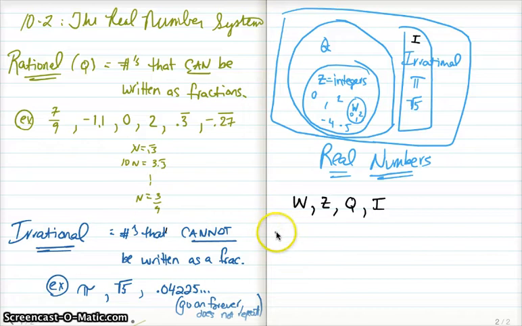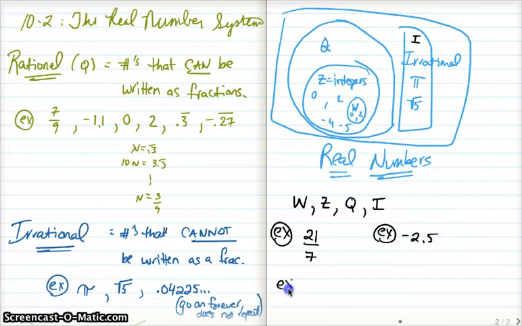And I would like you to go ahead and classify the following. So let's say I have 21/7, negative 2.5, 0.2 repeating, and the square root of 38. So you may use a calculator here to get that number.